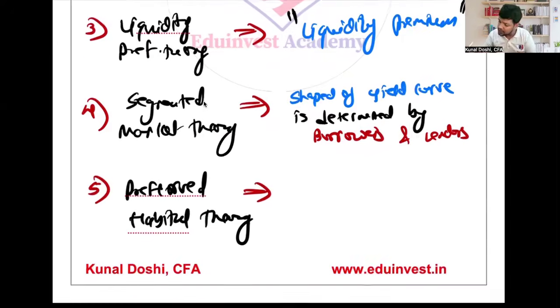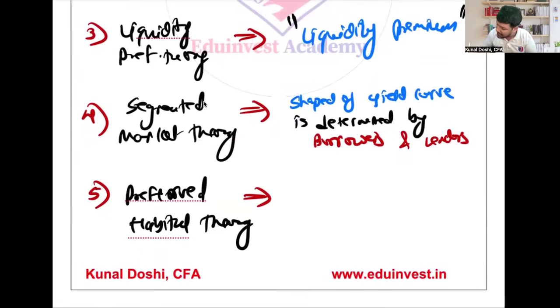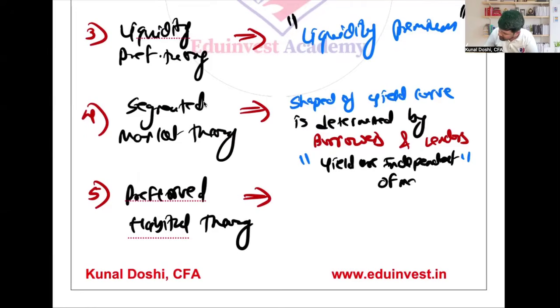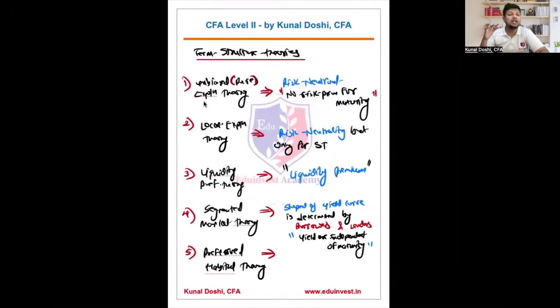So the most important thing about this theory is that yields are independent of maturity. They are not dependent on the maturity. So higher maturity, higher risk is not always the case. This is completely different. So this is segmented market. It's completely based on demand and supply, right?